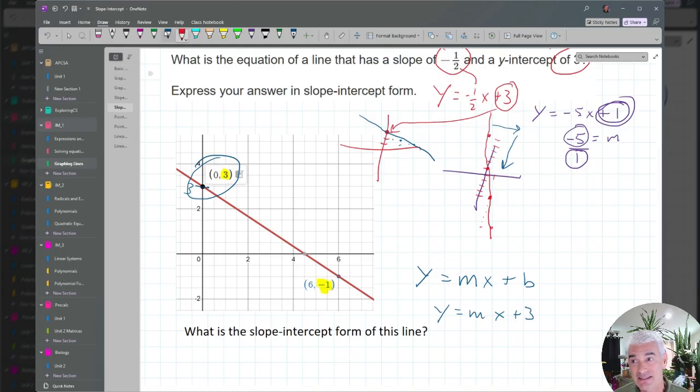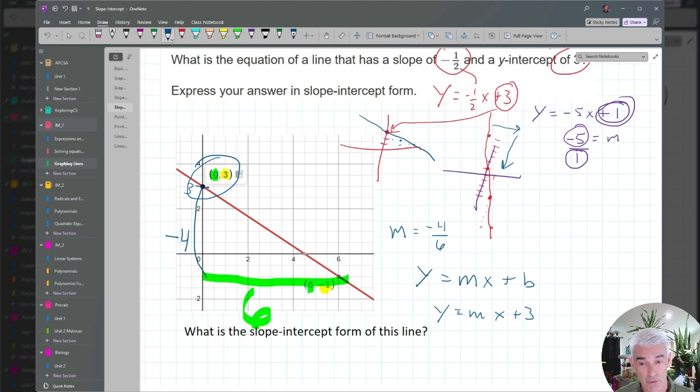If I started at 3 and ended at -1, how far down did I go? I went down 4, looking just at the y coordinates. Now, looking just at the x coordinates, if I started at 0 and ended at 6, I went over 6. So the slope is -4, so I'll write that as m. M equals -4 over 6. And we're going to want to reduce that. Looks like it'll reduce to -2/3. So my final answer here would be y equals -2/3 x plus 3.